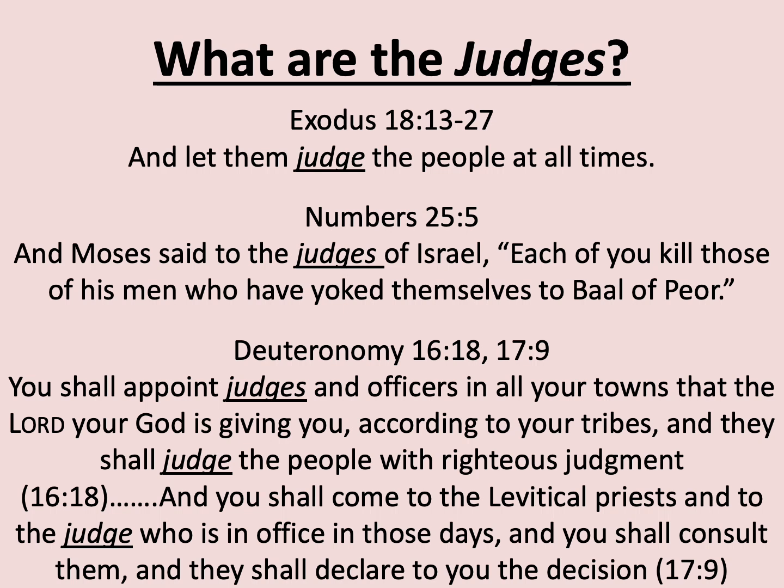In Deuteronomy 16, verse 18, and chapter 17, verse 9, we see a command to appoint judges in every town that the Lord your God has given you, according to your tribes, and they shall judge the people with righteous judgment. And you shall come to the Levitical priests, and to the judge who is in office in those days, suggesting that there is only one, and you shall consult them, and they shall declare to you the decision. Here in this passage, we have Levites connected with the office of judge, but we also have local judges that serve in tribes and in different towns.